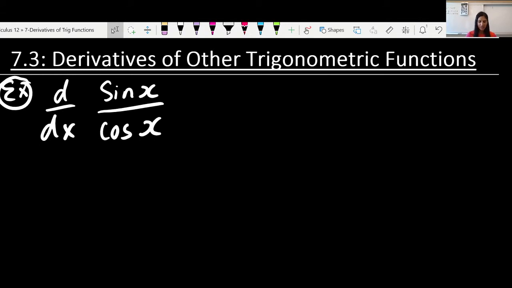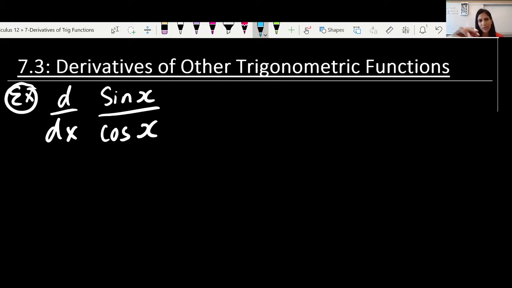We're starting off with stuff we already know, d dx of sine x over cos x. So we know that we want to apply the quotient rule to this. I'm going to call that f, I'm going to call that g. Actually, I feel like using pink. I haven't used pink in a while.